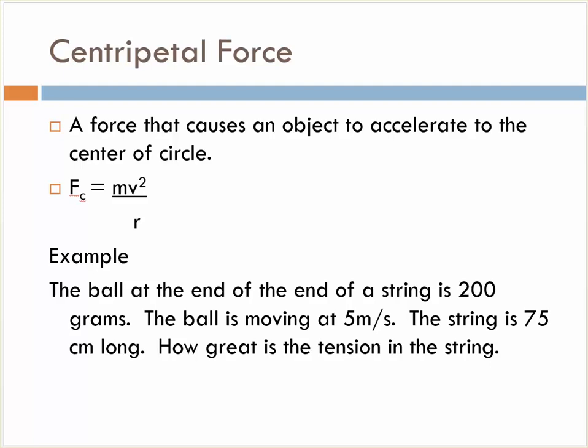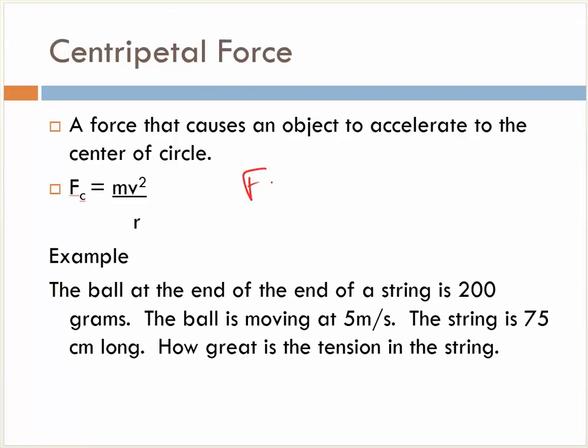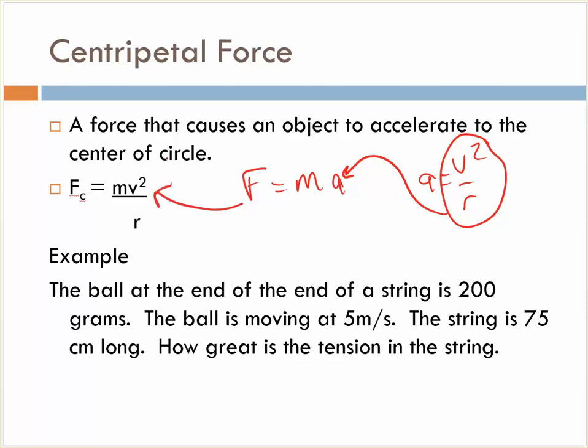This is a force that causes an object to accelerate to the center of the circle. In this case now, we've replaced the a with v squared over r. So instead of having F equals m a, because a equals v squared over r, we've taken that and put it in for a. And that's what gave us then that equation.